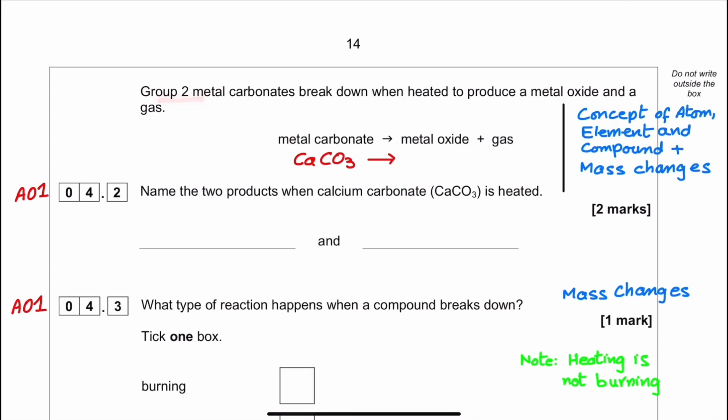Group 2 metal carbonates break down when heated to produce a metal oxide and a gas. 4.2 is an AO1 question. Name 2 products when calcium carbonate is heated. This question is from the topic of atoms, elements, compounds and change in mass.